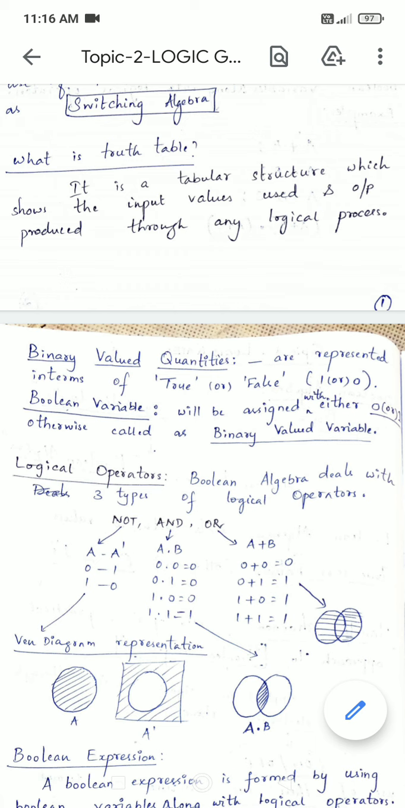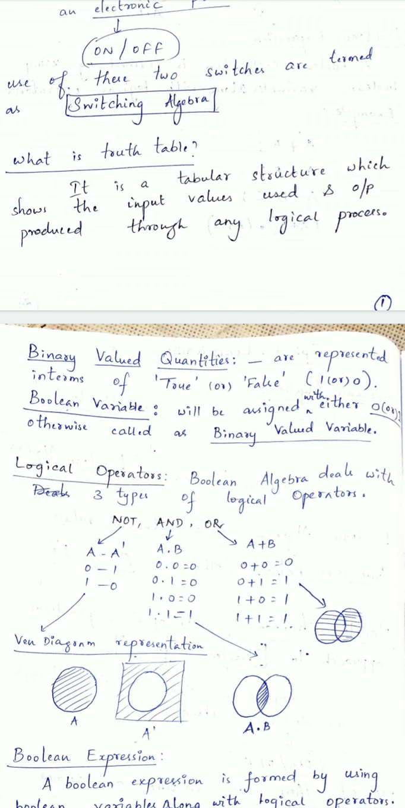Okay. Second important term is binary valued quantities. What do you mean by binary valued quantities? They are represented in terms of zeros and ones. That's all, zeros and ones. What do you mean by binary variable? If you assign a variable a binary value, either 0 or 1, it is called a Boolean variable. For example, A is equal to 0 to the base 2. So here A is a Boolean variable because it was assigned a binary number. B is equal to 1 to the base 2. So here B is a Boolean variable because it is assigned a binary value.